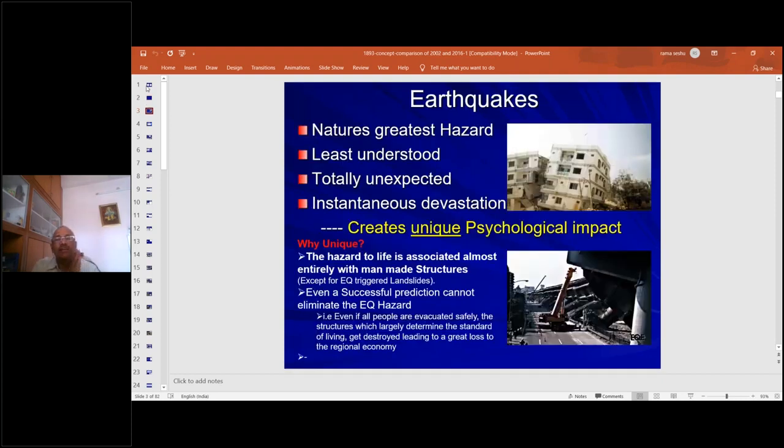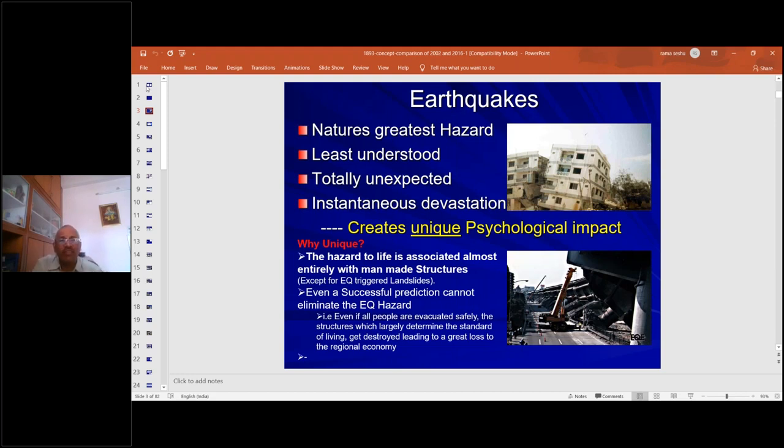Now let us see the earthquakes. They are nature's greatest hazard, and apart from this, they are the least understood. When compared to other hazards, earthquakes are the least understood. Another unique aspect is that they are totally unexpected, and they also cause instantaneous devastation. Because of these characteristics, earthquakes create a unique psychological impact on people.